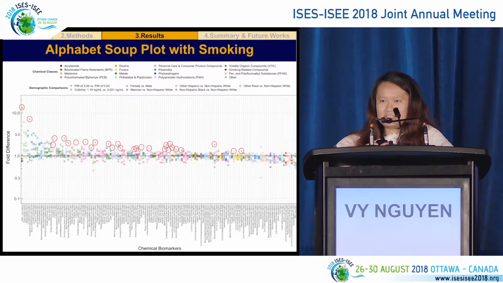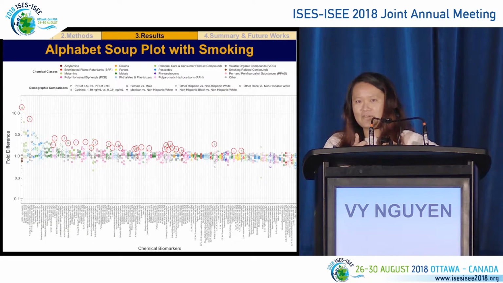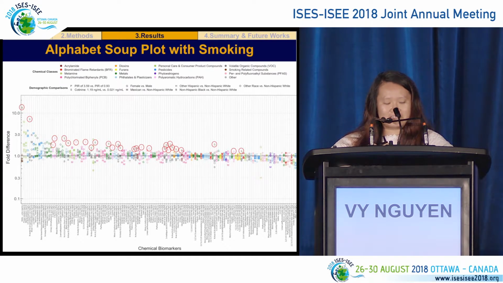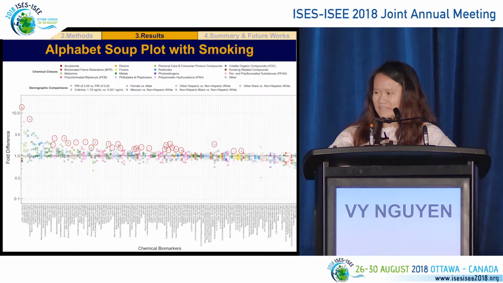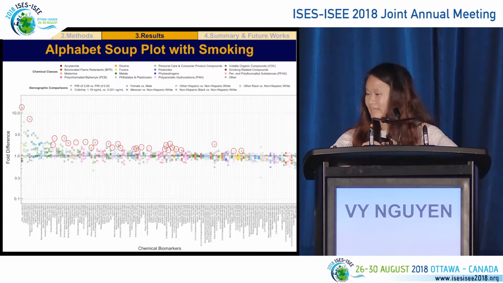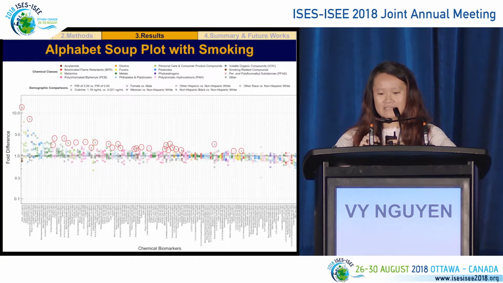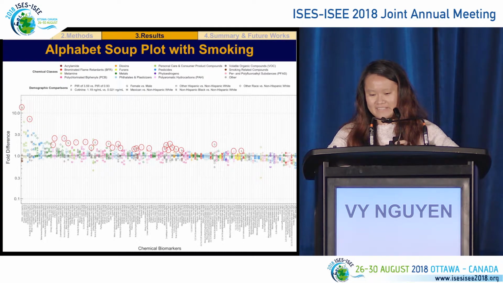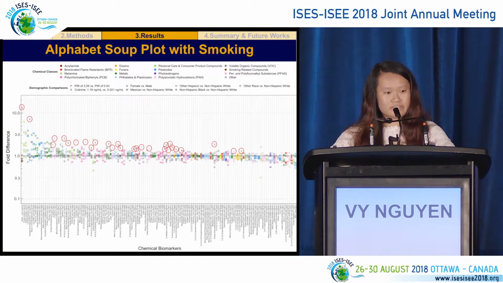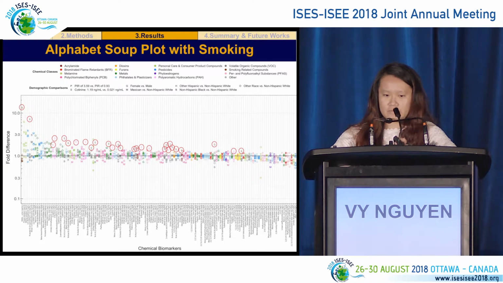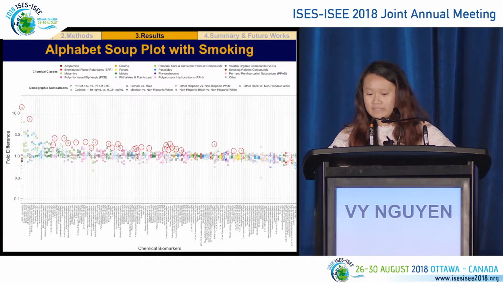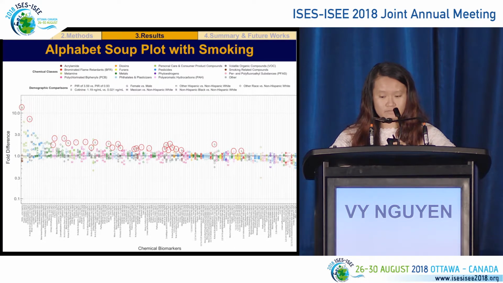So you can imagine there's a lot of data being generated, and so I play this game where I give myself just one graph to display all the message that I want to, and so that's led to the advent of the alphabet soup plot. So let's try to break this down and try to read it. The chemical classes are indicated by the different colors. The demographic comparisons are indicated by a letter. So here poverty income ratio starts with a P, so I denote that as a P, comparing the 75th percentile and the 25th percentile.